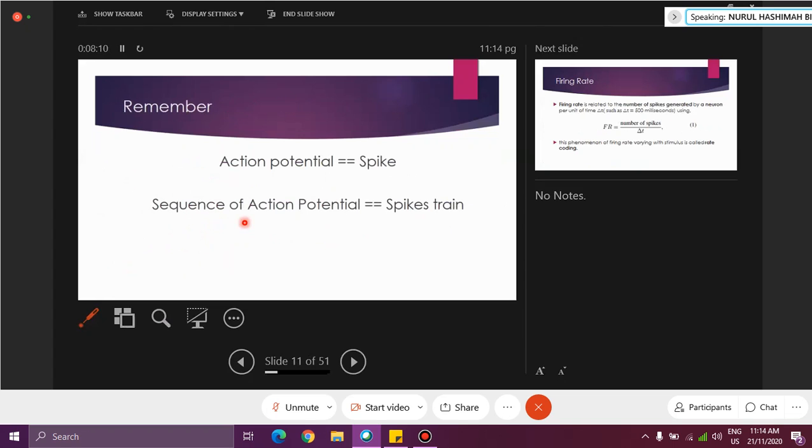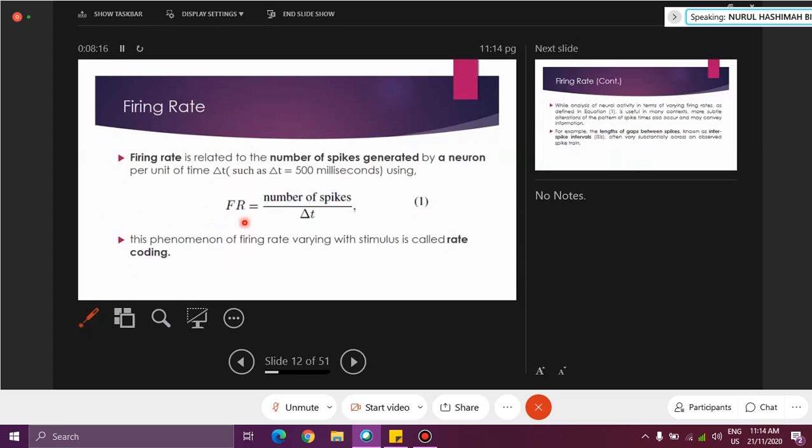So remember, action potential is actually a spike, and a sequence of action potentials is called spikes. Okay, so the firing rate is related to the number of spikes generated by a neuron per unit time. And the phenomenon in which firing rate varies with stimulus is called rate coding.